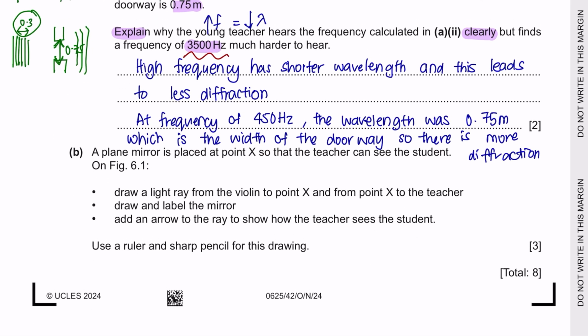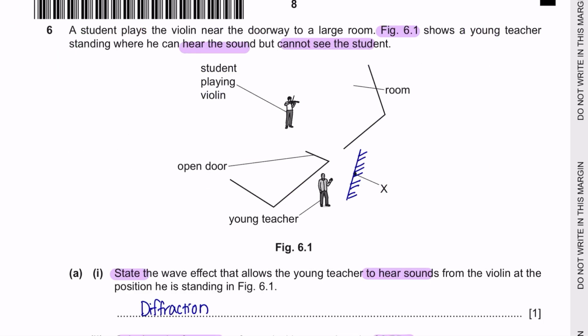Next question, Part B. A plane mirror is placed at point X so that the teacher can see the student. On Figure 6.1, draw a light ray from the violin to point X and from point X to the teacher. Draw and label the mirror, and then add an arrow to the ray to show how the teacher sees the student. So we'll place a mirror and label it at point X.